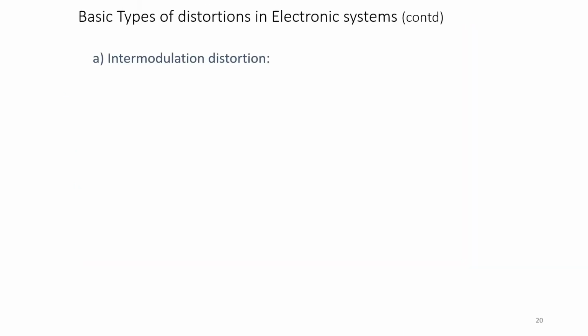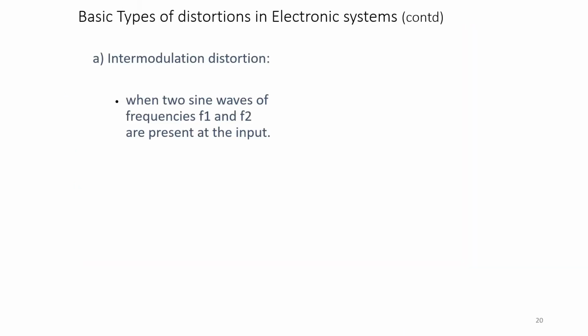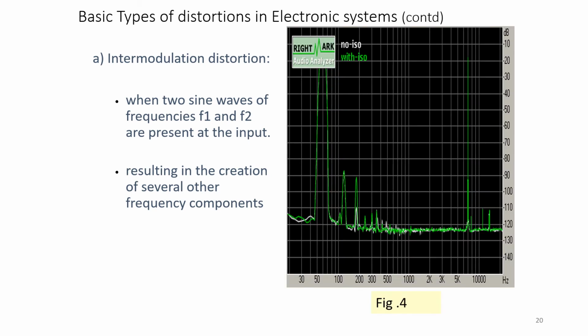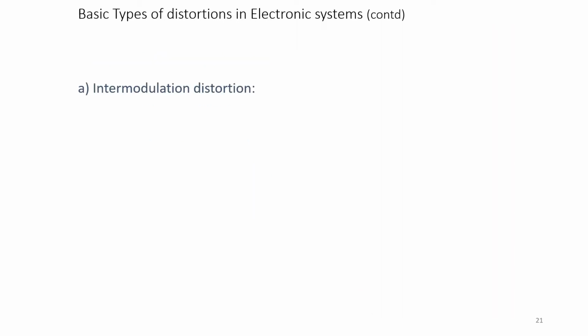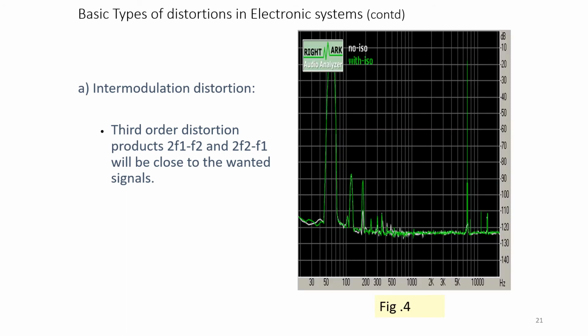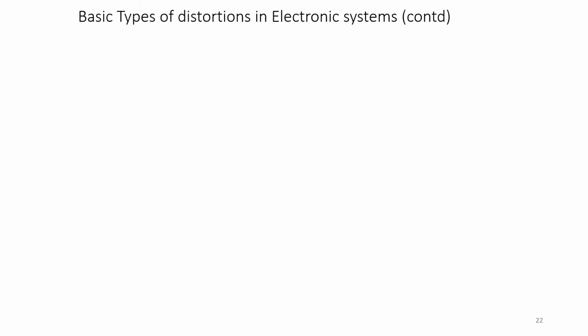What do you understand by intermodulation distortion? When two sine waves of frequencies f1 and f2 are present at the input, resulting in the creation of several other frequency components, then we obtain the intermodulation distortion. The third order distortion products 2f1 minus f2 and 2f2 minus f1 will be close to the wanted signals. Those will be interfering with the signal which we require. That is the intermodulation distortion.